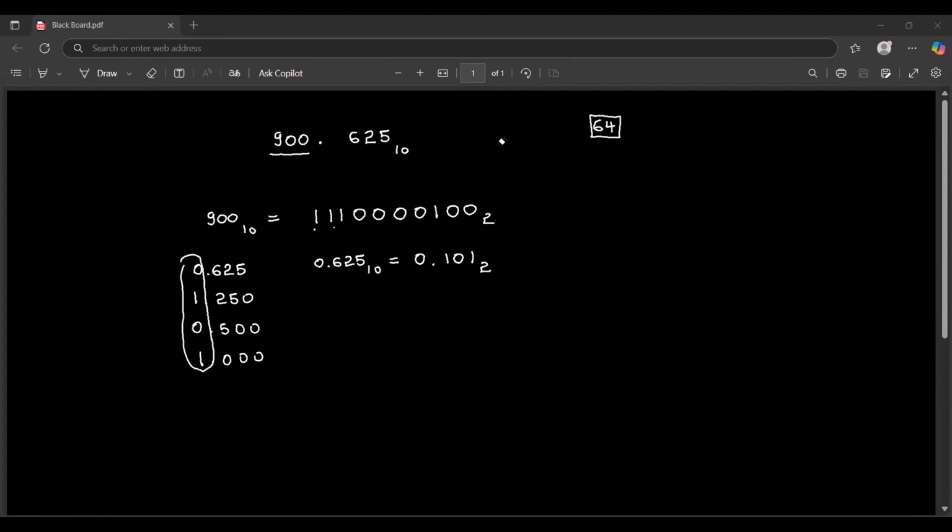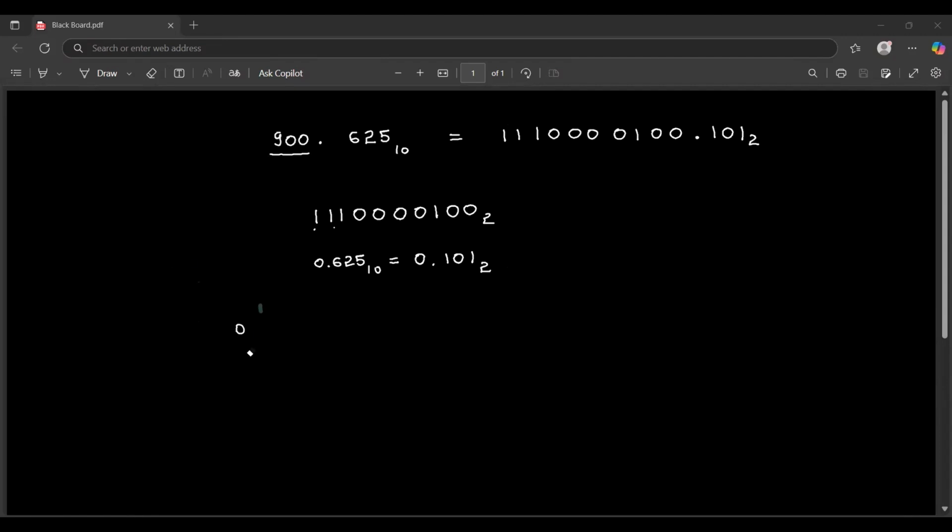This number can be given in binary as 1110000001001.101 to the base 2. So this is good. Now we can go to the sign, exponent, and finally the mantissa.